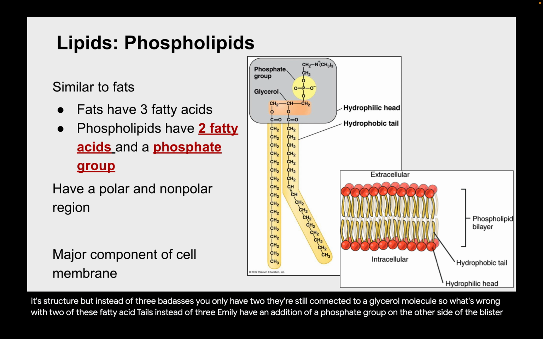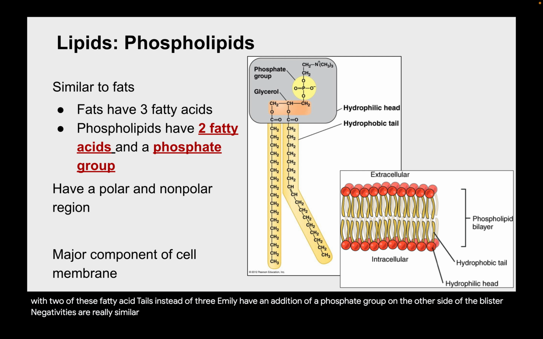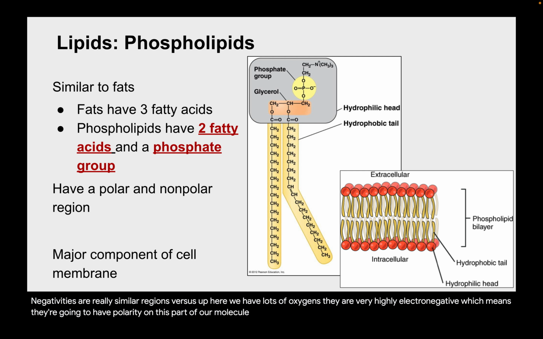So again, they're going to have a polar and a non-polar region. Carbon and hydrogen, those covalent bonds, those electronegativities are really similar. So they're going to be non-polar regions. Versus up here, we have lots of oxygens. They are very highly electronegative, which means they're going to have polarity on this part of our molecule. We tend to call it the hydrophilic head and the hydrophobic tail.